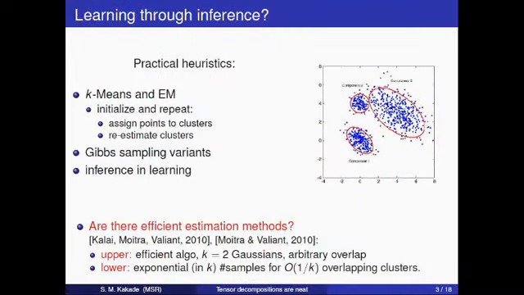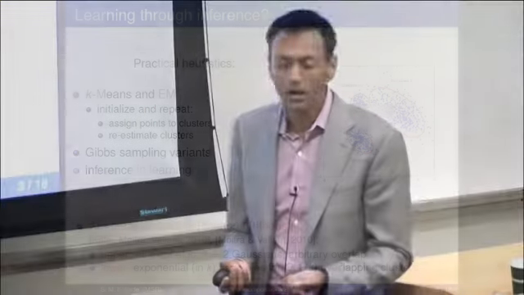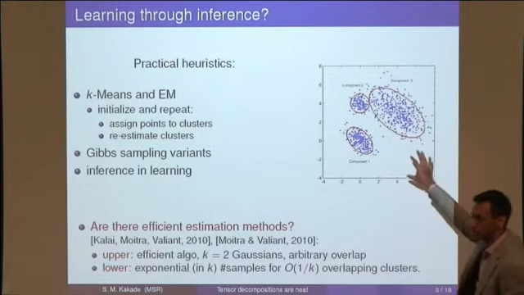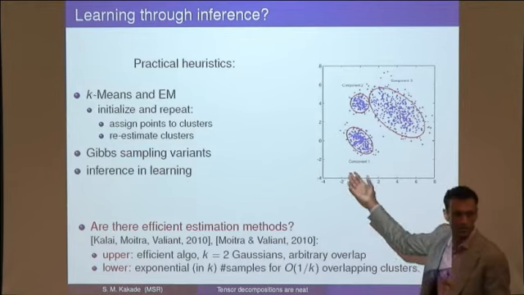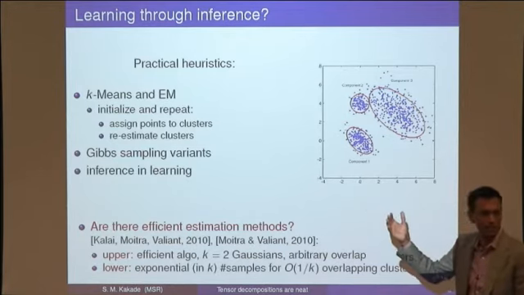And how do we learn them? Learning is obviously easy if someone gave us the labels. If someone told us which documents are about which topics, it's easy. But if we don't have these labels, how do we learn? So let's start by looking at what's used and what's known. Oftentimes what's used in practice is EM, which is a very natural algorithm, or k-means. We guess the cluster assignments or the parameters, assign the points to various clusters, and iterate.